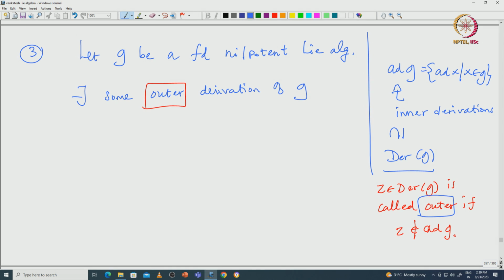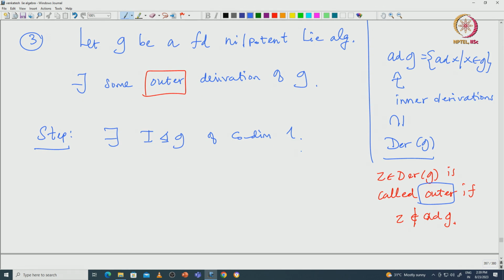Now, what we want to claim is that we will be able to produce one outer derivation of G if G is a finite dimensional nilpotent Lie algebra. This requires some steps. The first step is we will find an ideal of codimension 1. So, there exists an ideal inside G of codimension 1. That just follows from the fact that G is solvable, because G nilpotent implies G is solvable.